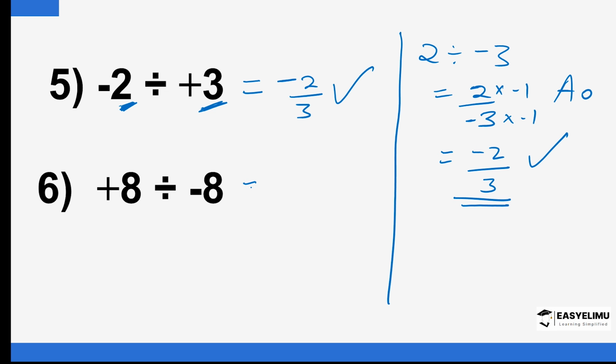Now we have this one here, 8 divided by negative 8. Again, the signs are different, so the answer is just negative 1. See, negative 1. Why negative? Because the signs are different.